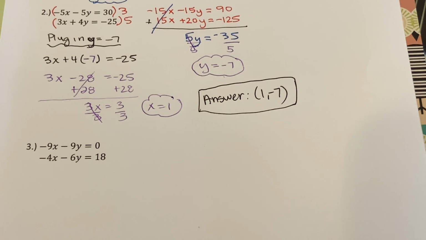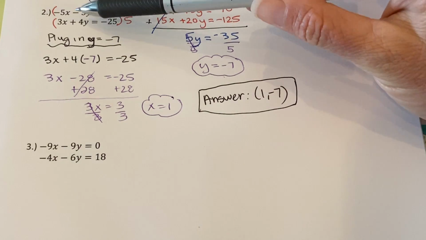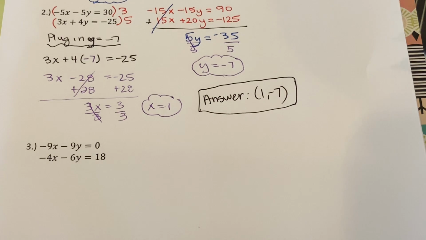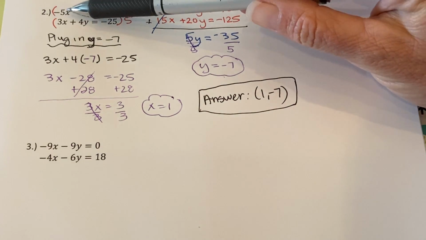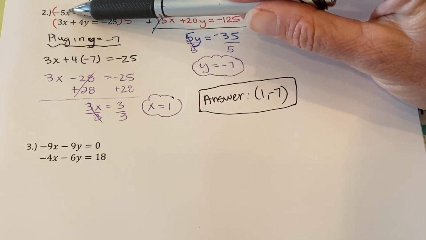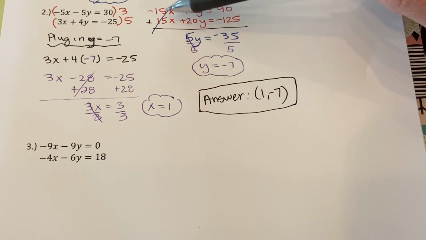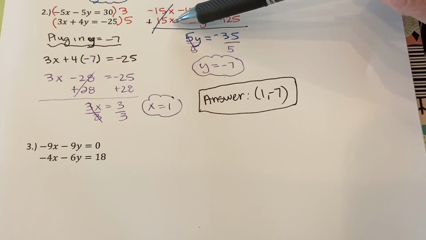Let's now look at questions 2 and 3. For question number 2, if I look at my x's, I have a negative 5x and a positive 3x. So the easiest way to get rid of them is to go ahead and multiply the top equation by 3, multiply the bottom equation by 5. Then that's going to give me a negative 15x and a positive 15x.